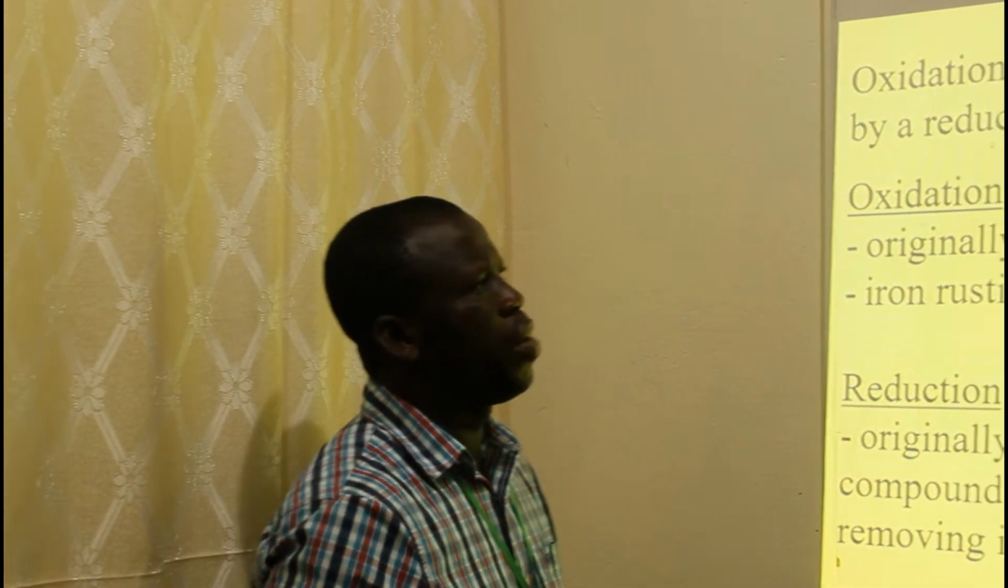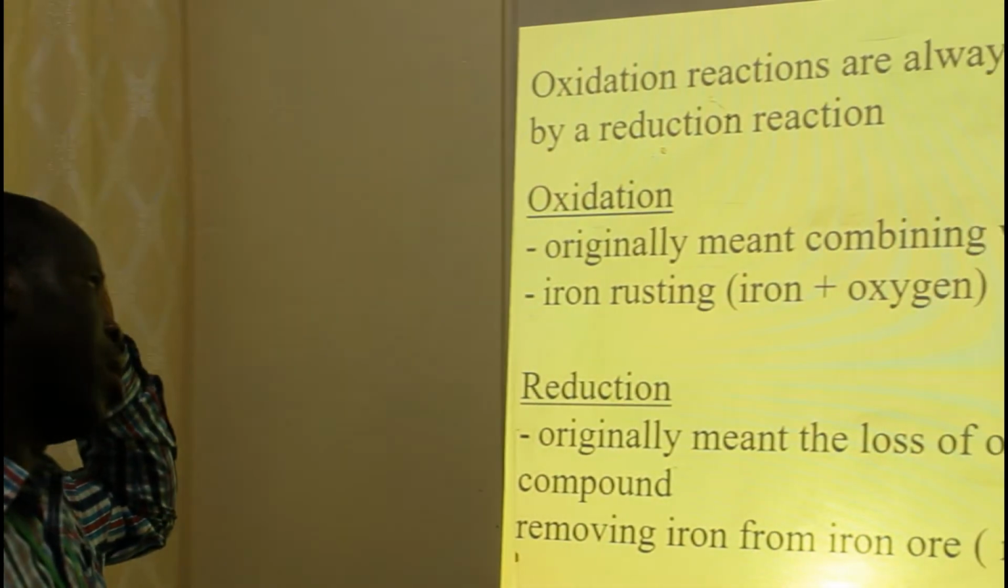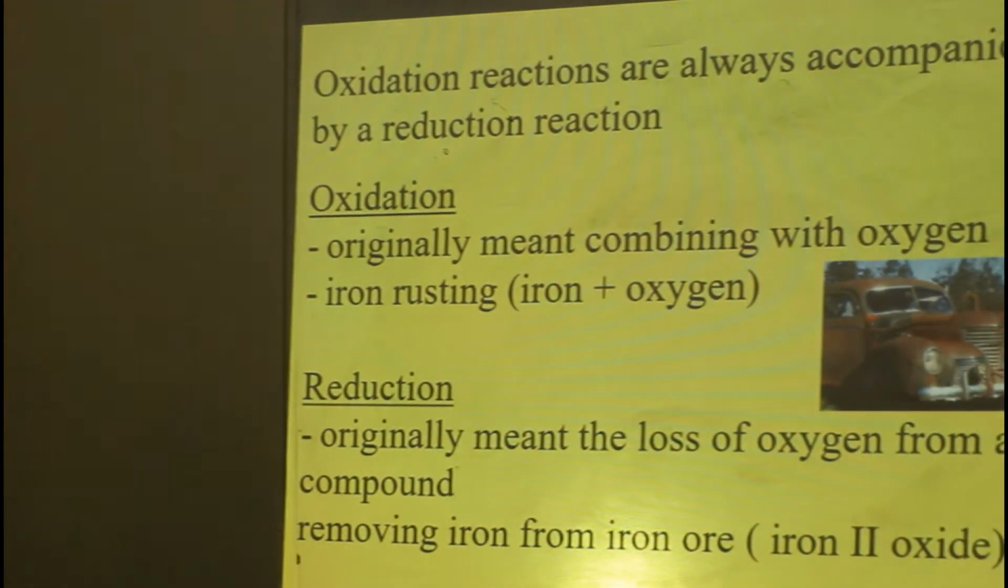So once there is combustion of gasoline, the other way will be the reduction if this is oxidation. With the combustion, we deal with the burning of a substance with oxygen, with carbon. So the other way, converting water and carbon dioxide back to carbon and oxygen, is what we call the reduction. Oxidation reactions are always accompanied by a reduction reaction.